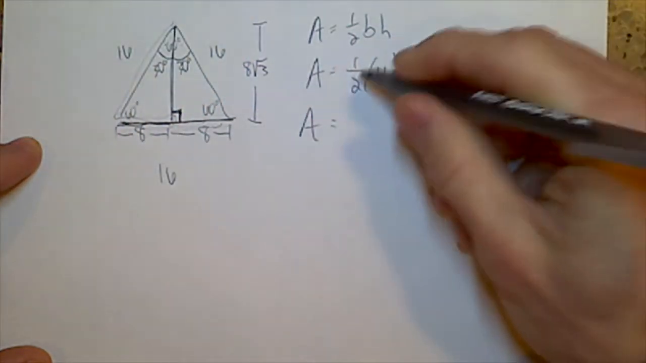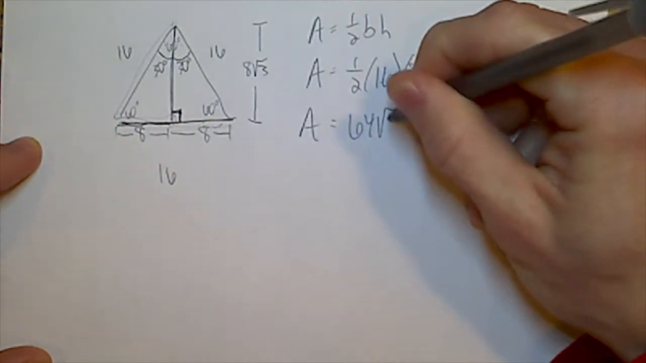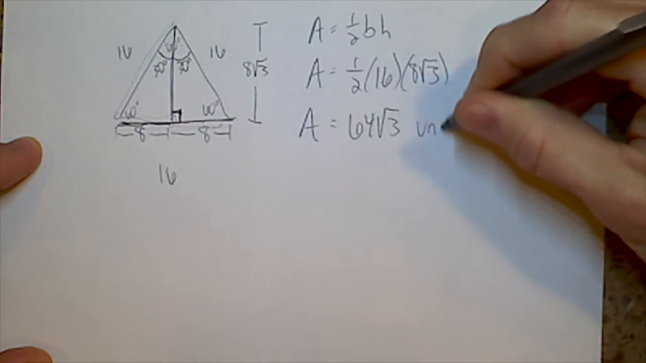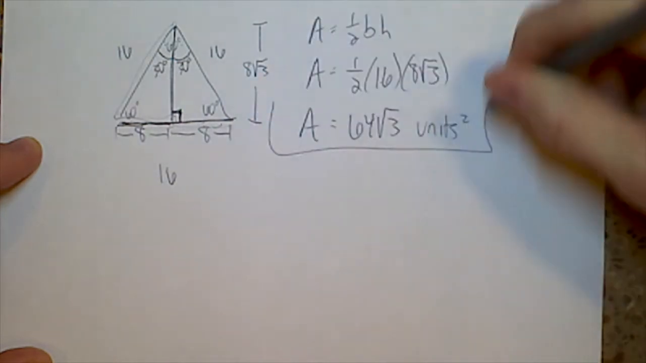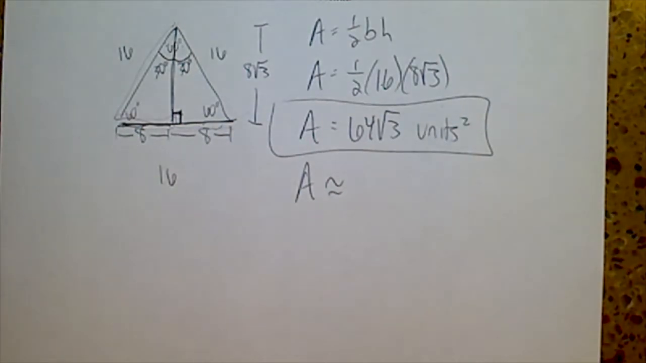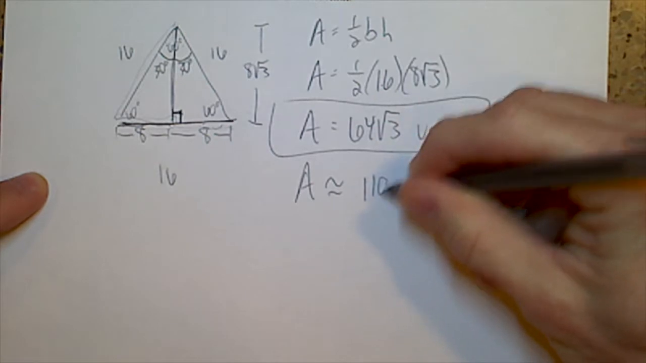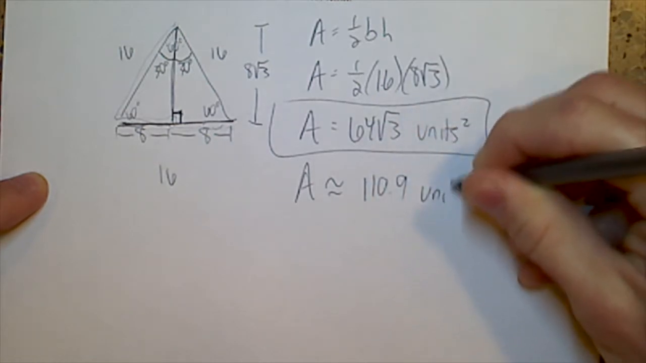Half of 16 is 8. 8 times 8 is 64, and I leave the root 3. Right? So that many square units. That's my exact answer. Approximate answer, and we want this to the nearest tenth. Go ahead and pop that into the calculator. 64 times the square root of 3 should be about 110.9 square units.